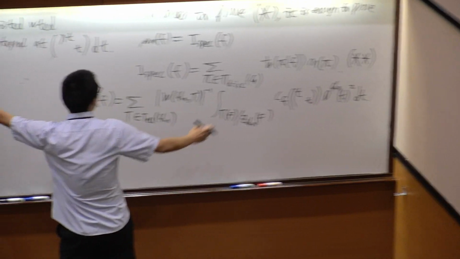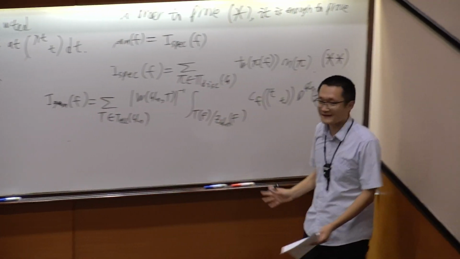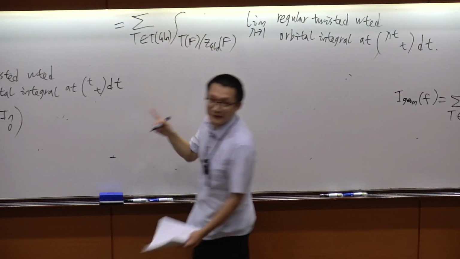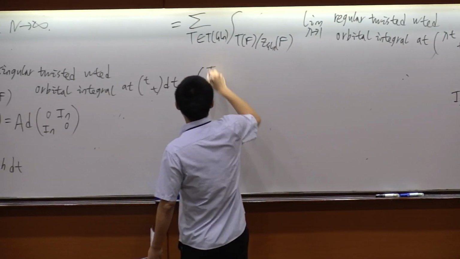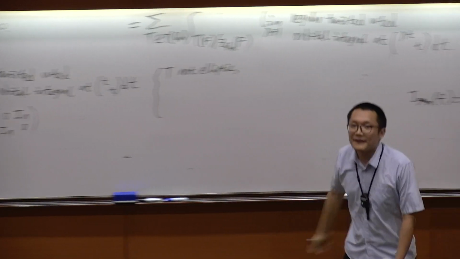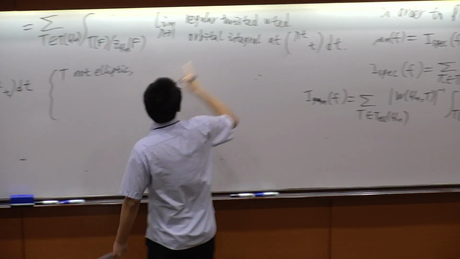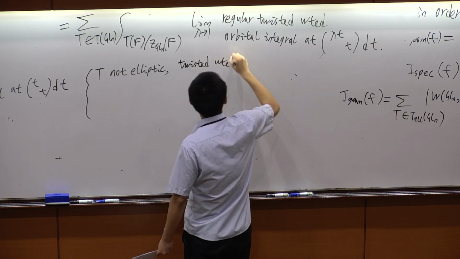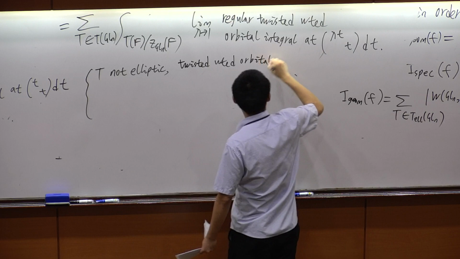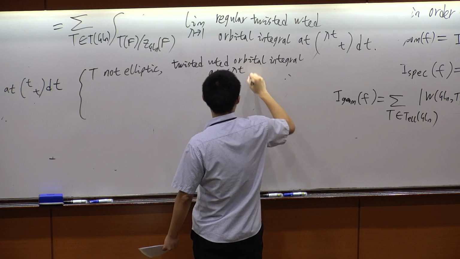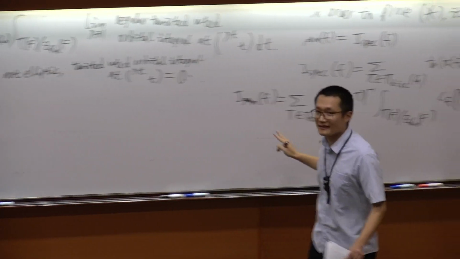So now if you compare here and here, there is an apparent difference. Here is all the tori, so all the maximum tori in GL_m. But here you only have the elliptic ones. So now we have two cases. If T is not elliptic, by using the fact that f is strongly cuspidal, we can show that this twisted weighted orbital integral at lambda t is 0. So this part is done.